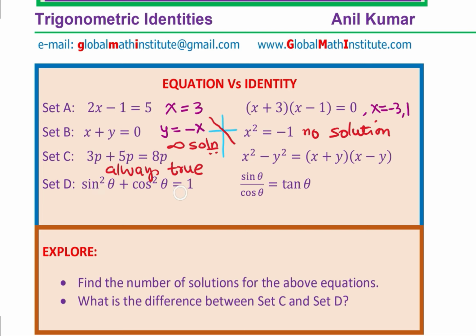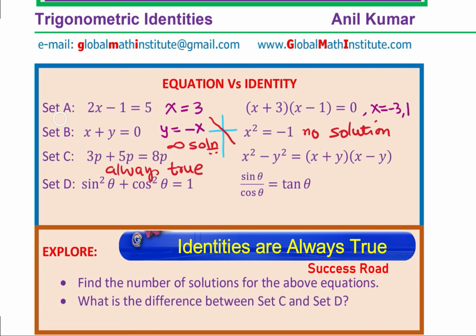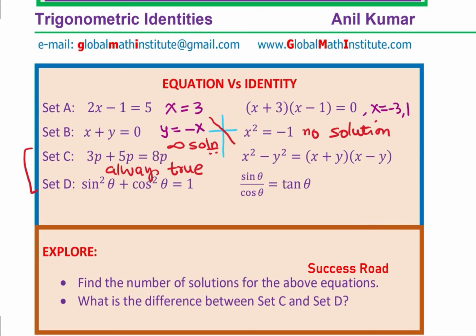Sine square theta plus cos square theta equals 1. This is always true. It is called a basic trigonometric identity. Since it is derived from the Pythagorean theorem, we always say this is the Pythagorean trigonometric identity. And this ratio, sine theta over cos theta is tan theta, you already know, is always true. So what do you conclude from here, right? We conclude that an equation could have a solution, could have many solutions, or may not have a solution. That is an equation. But what is an identity? Well, these two sets belong to an identity, right? They represent identities.